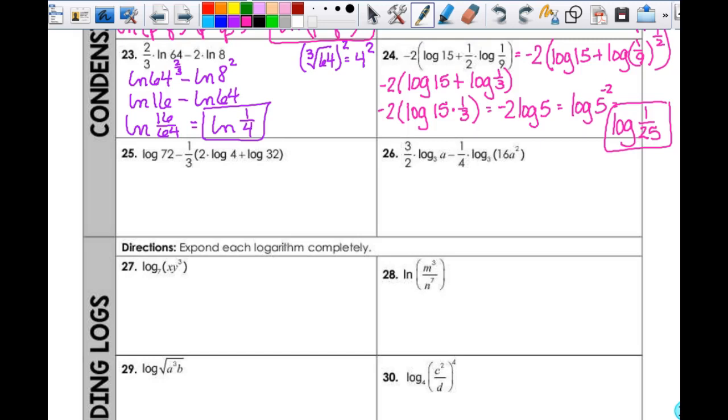All right. So now the next one, we've got a couple of things going on here. I'm going to take care of this first here. So this gives me -1/3 times, well, the log of 4, and this becomes an exponent, so that becomes that squared right there. So this is really just the log of 16 plus the log of 32. You agree with that? And then I should have rewritten the log of 72 out here. Okay, so now I've got to combine these two. I've got the log of 72 minus 1/3 times the log of 16 times 32.